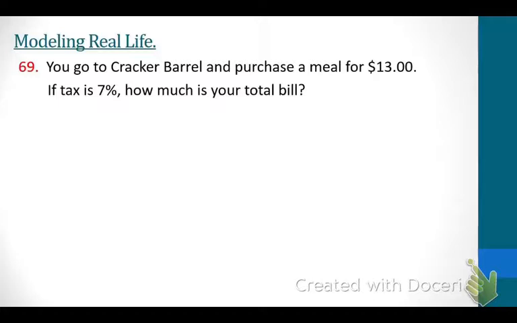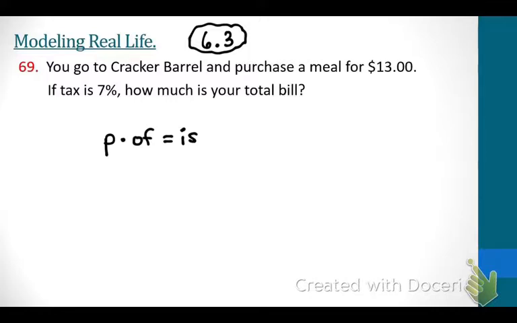Okay, so for this modeling real life problem, if you do not remember how to do something like this, I want you to write this to the side of it. This was in 6.3, so you can go back through and see examples in there. The problem says that you go to Cracker Barrel and you purchase a meal for $13. If the tax is going to be 7%, how much is your total bill? Here is a formula you can use. You could use P times of equals is. You could also use is over of equals P over 100. It doesn't matter either way. But let's talk about the P.